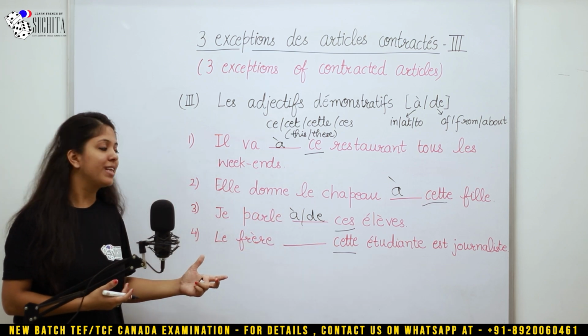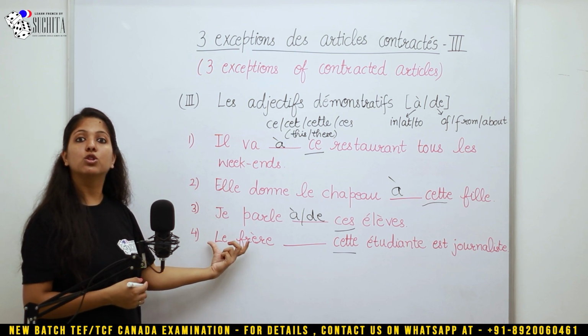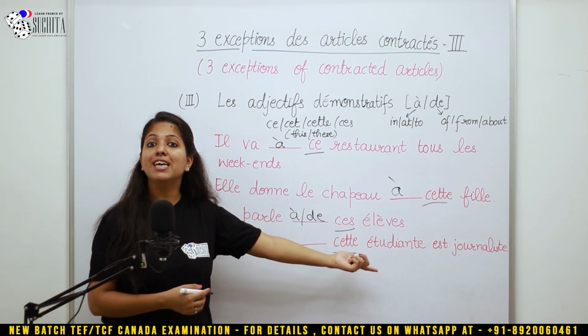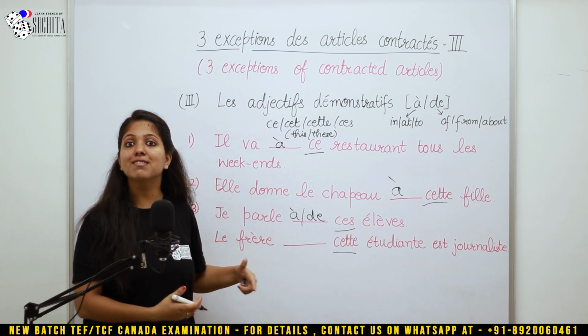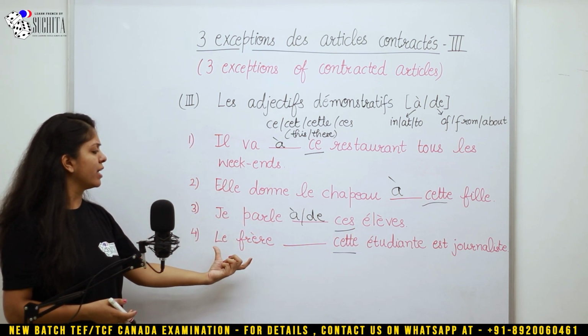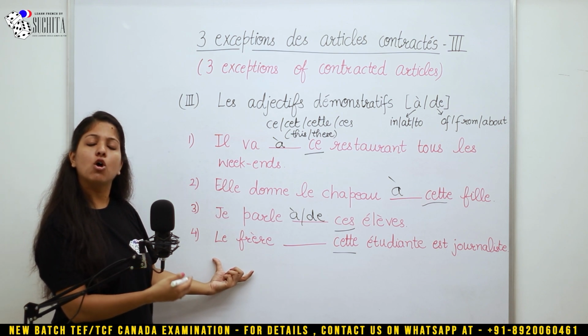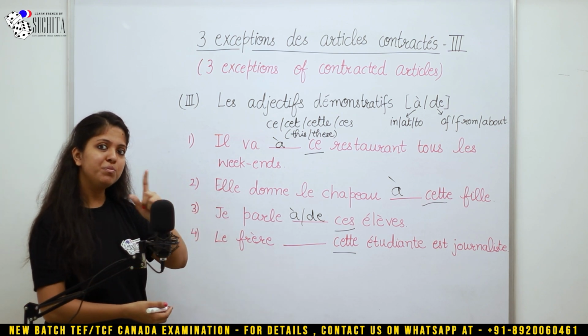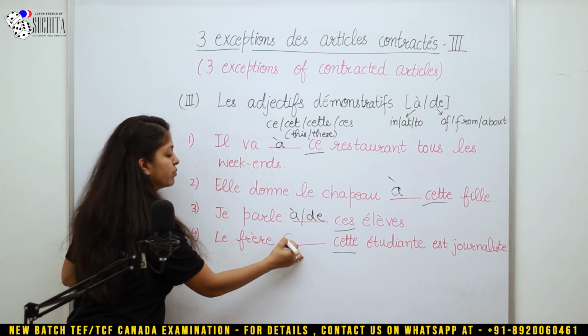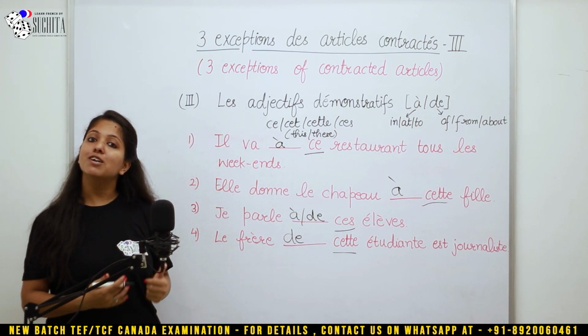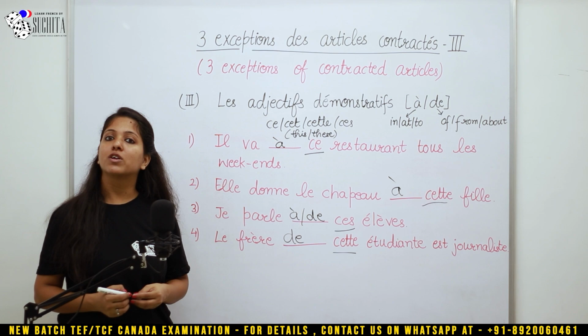Now the fourth example that we have is le frère, the brother, cette étudiante, the student, est journaliste, is a journalist. So what will you say? The brother of the student or of the the student? Of the student. So you will use de. Le frère de cette étudiante est journaliste.